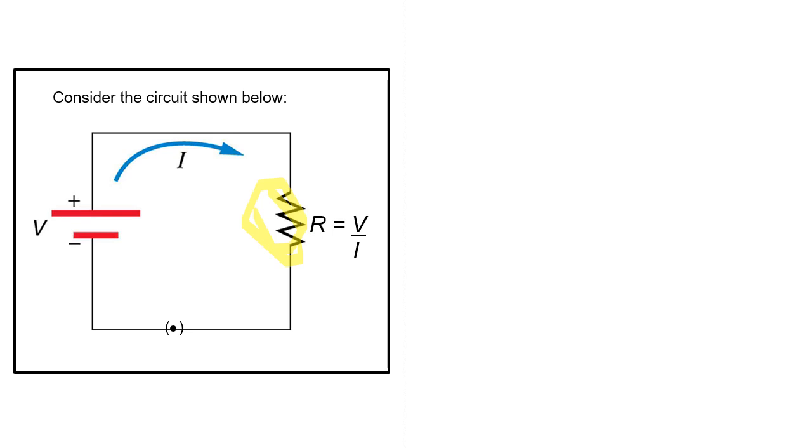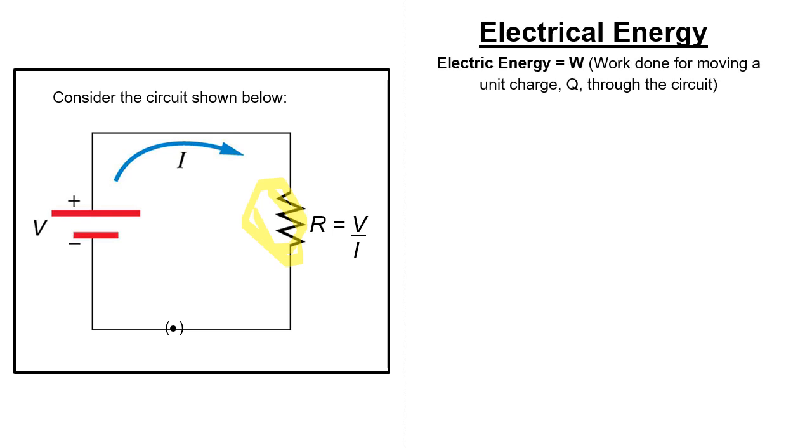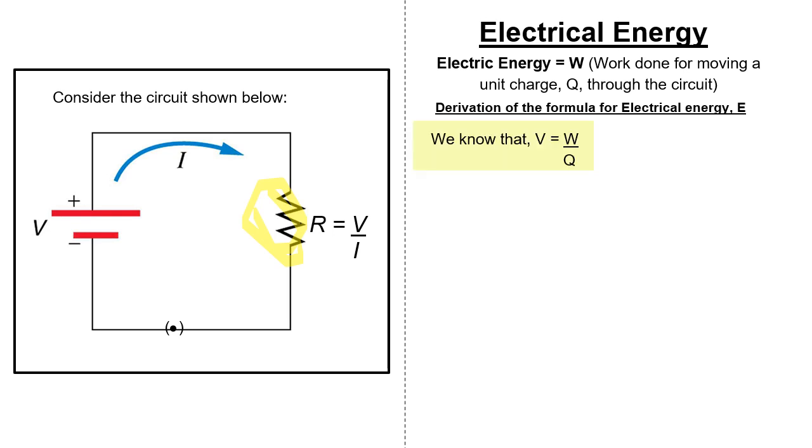All right. So today's topic is electrical energy. Now, in electrical energy, I want to define it. Electric energy or electrical energy is the work done for moving a unit charge, which is denoted by the term Q, through a circuit. So electrical energy is also the same as the work done, W. Okay, we already know. So let's derive the formula for electrical energy right now.